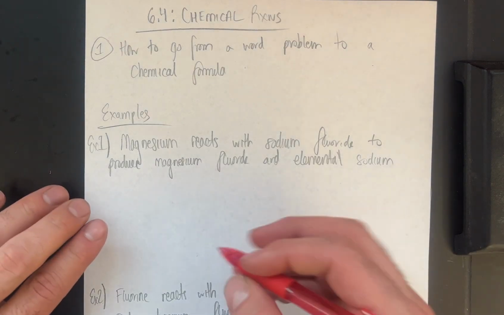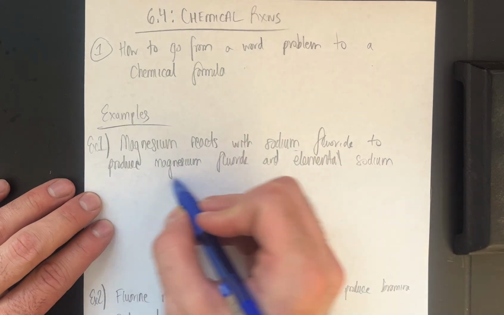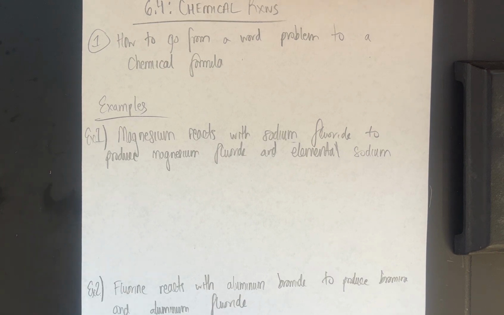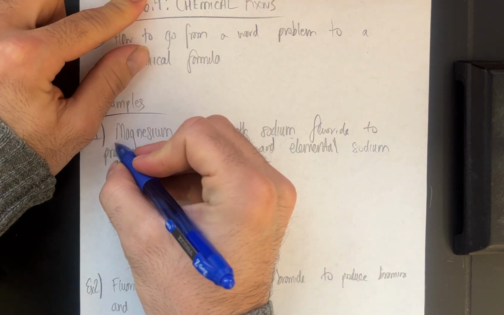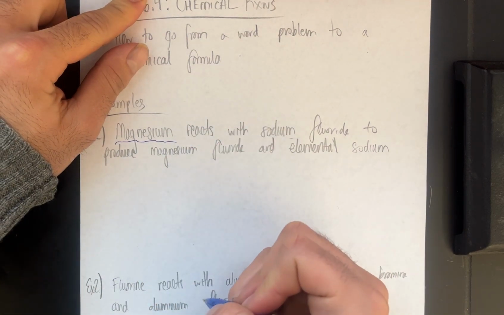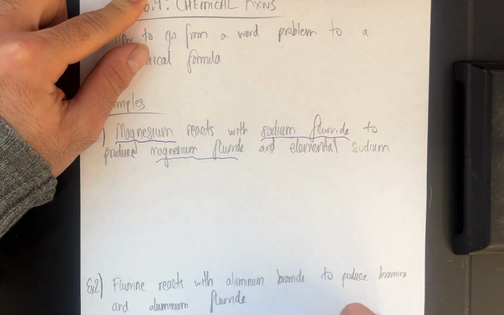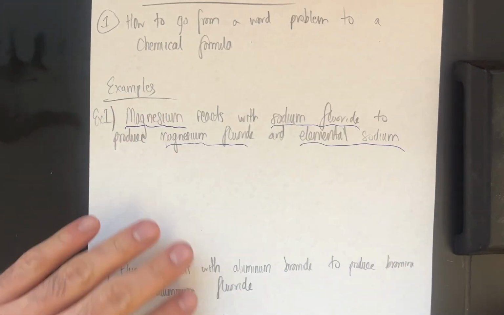So here we have magnesium, and it's reacting with sodium fluoride to produce magnesium fluoride and elemental sodium. Okay, how do I translate that mess? Well, my first step whenever I do these is I first try to figure out, okay, what are my players? Meaning, what are the substances that are involved here? And I'm going to underline those. I see magnesium's a substance, right? Sodium fluoride's a substance. I have magnesium fluoride and elemental sodium, okay? So first, identify your players. We got 4 different players here.